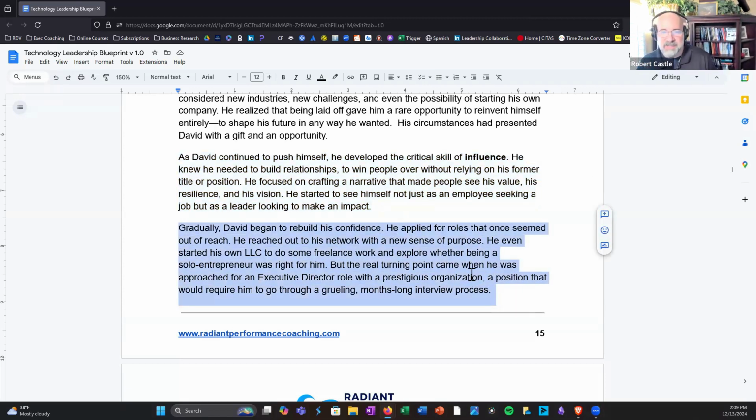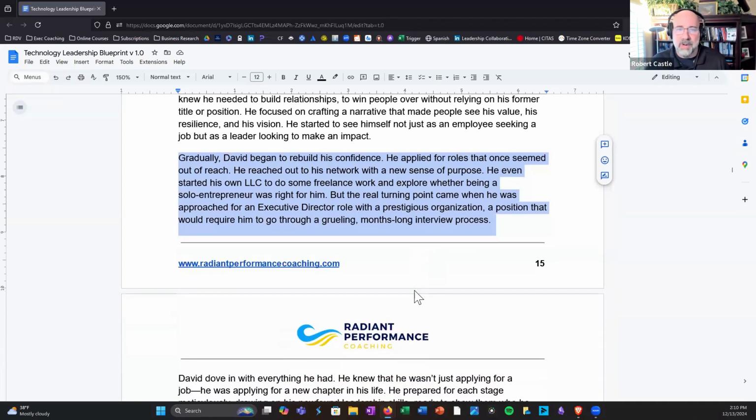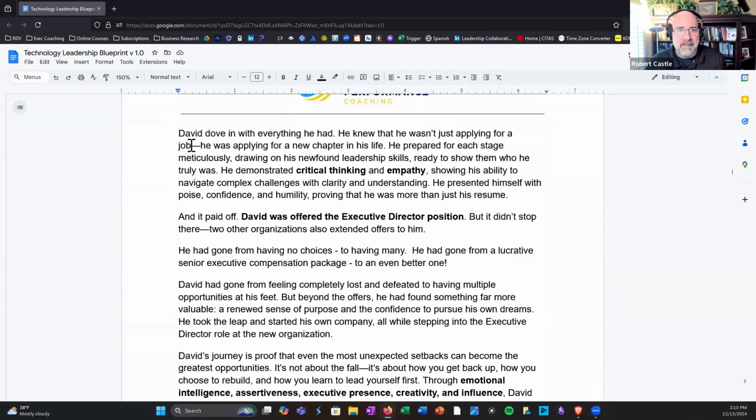He applied for roles that seemed out of his reach. He reached out to his network with a new sense of purpose, and he even started his own LLC to do some freelance work and explore whether being a solo entrepreneur was right for him. But the real turning point came when he was approached for an executive director role with a prestigious organization, a position that would require him to go through a grueling months-long interview process. David dove in with everything that he had.